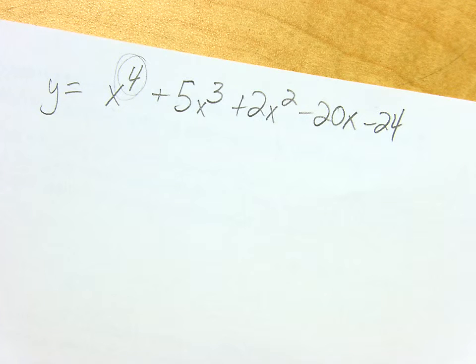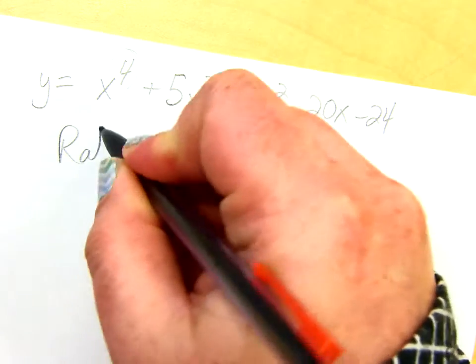Well, if you plug in 0, that would get you your y-intercept, but it's not going to get you your x-intercept. You're on the right track, though. We are going to do synthetic substitution, but how do we know what numbers to plug in? No, good guess, though. There is something called the rational root theorem. You ready for this? Rational root theorem.